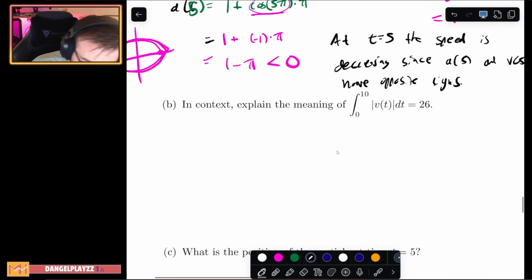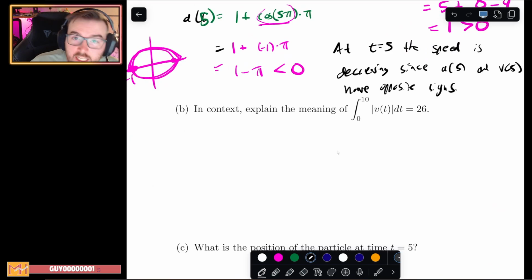In context, explain the meaning. This was either you know it or you don't. We brought it up during that particle motion day, and it was a know it or you don't. That's why it was only worth 1 point. If somebody didn't get it down, they didn't go back and watch the AP Daily video.